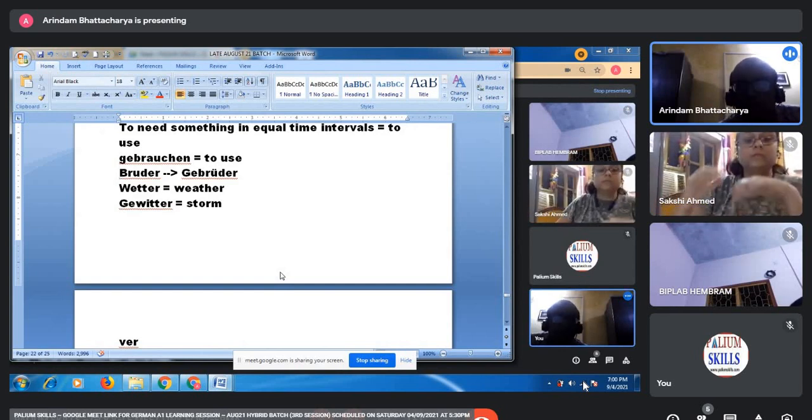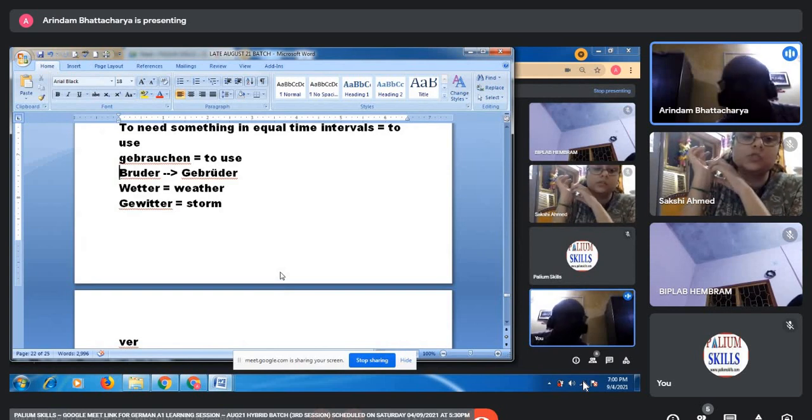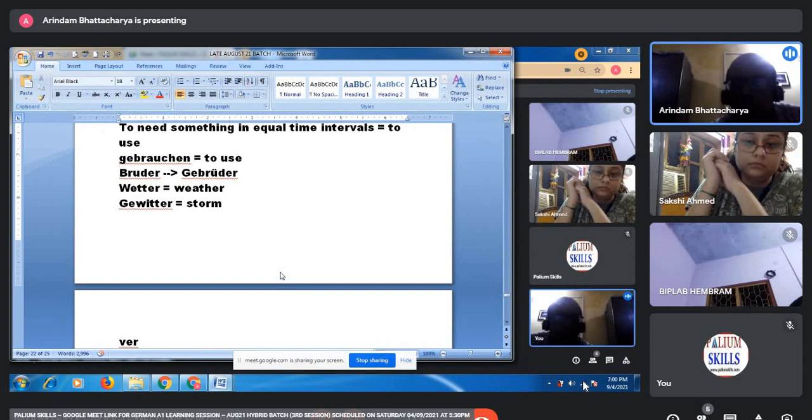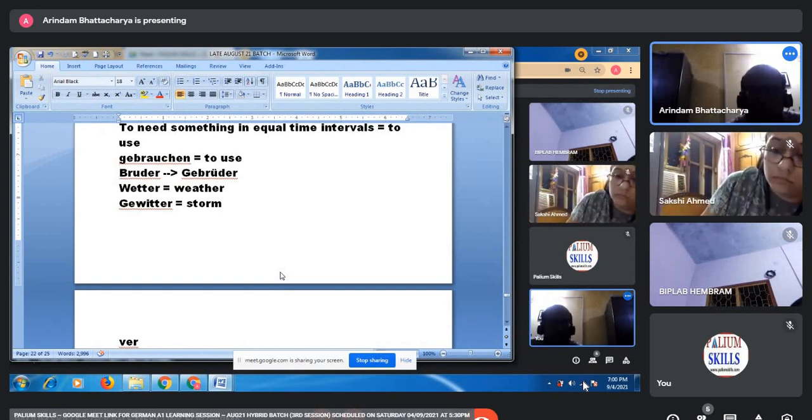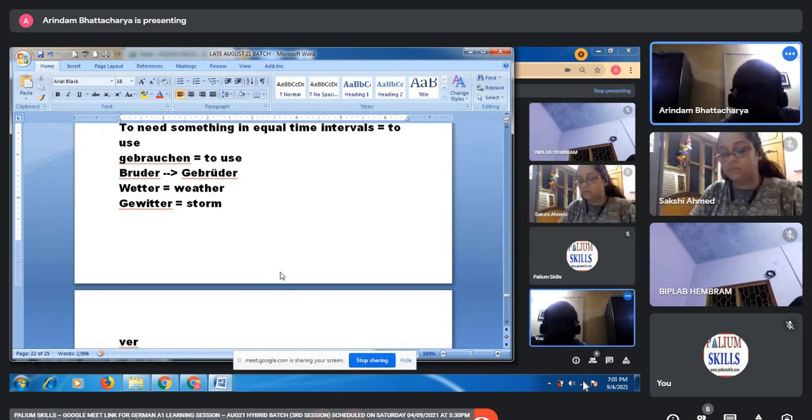Wetter means weather. Now, weather changes. Gewitter means storm. In a storm, the weather often changes from one weather to another, and ultimately to another. So this is Gewitter, storm.